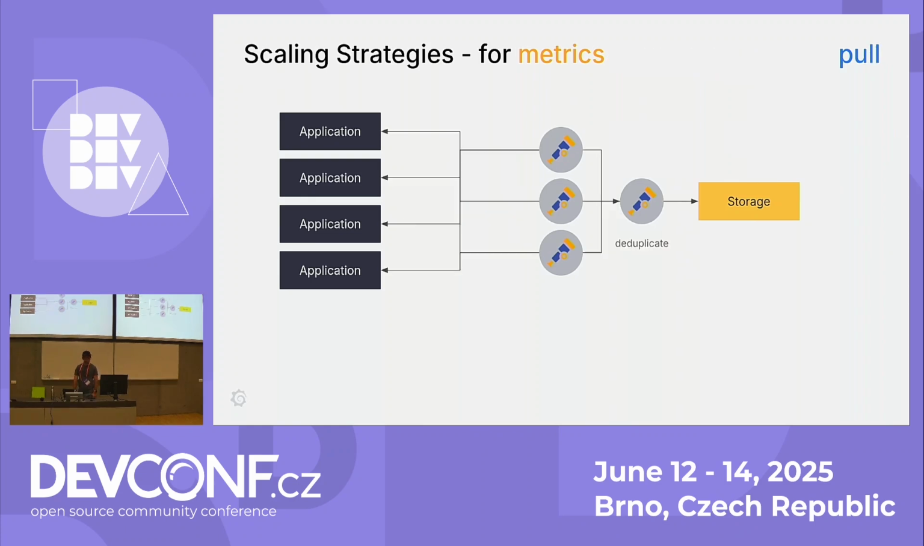For pull-based metrics, this is a bit more tricky. So if you have 10 applications and you have 3 collectors, then you have 30 data points, since every collector is scraping every single application. And then to solve for that, you need to put another layer in front of that to deduplicate across that. And if you have that at multiple layers, it can get messy real quick.